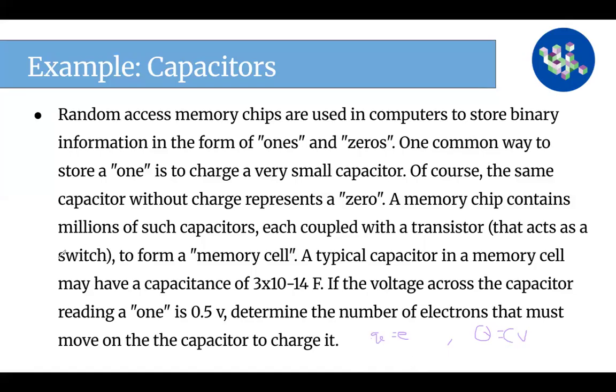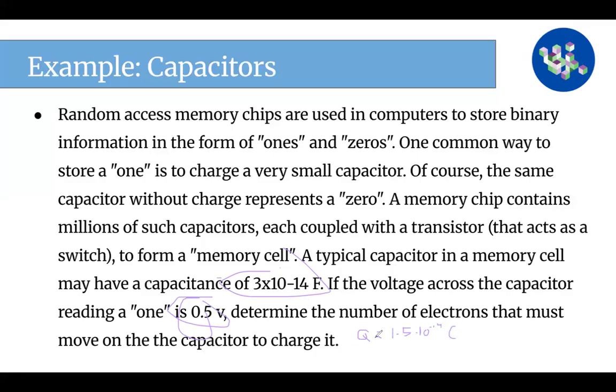Okay, I'll just go over this problem because it's pretty standard. I'm given the capacitance and the voltage, so I know that the amount of charge would be the capacitance times the voltage, which is 1.5 times 10 to the negative 14th coulomb.